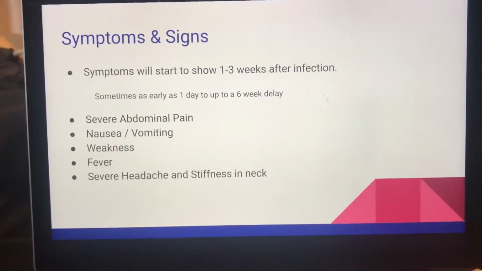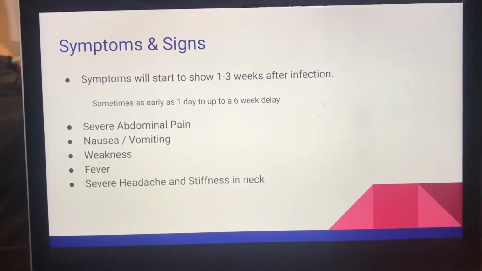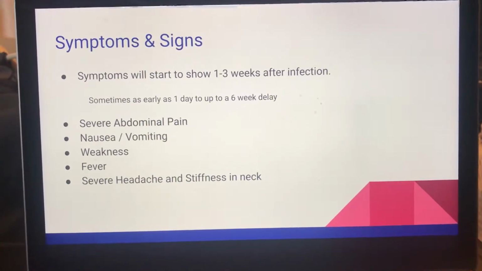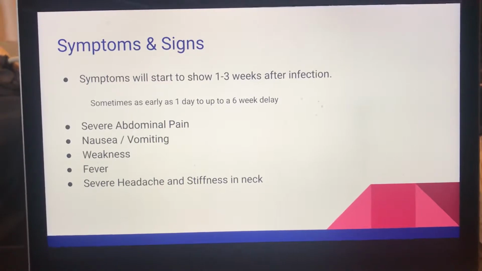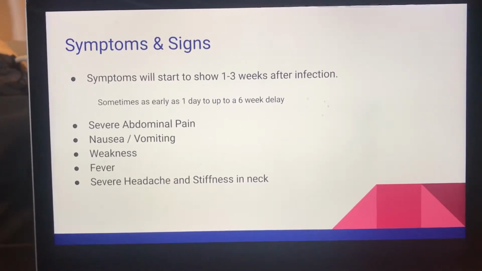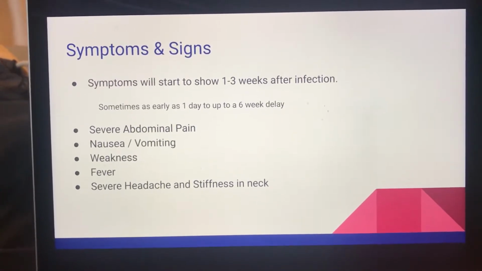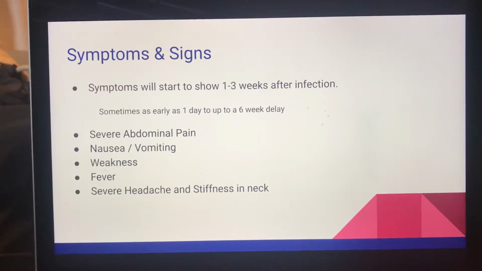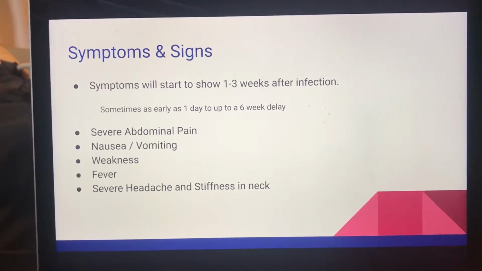So some symptoms and signs for the disease itself. It will show about 1 to 3 weeks post-infection. It can be as early as 1 day to maybe even up to a 6-week delay. It really varies. And then the person will experience severe abdominal pain, nausea and vomiting, weakness, fever, severe headaches, and stiffness in the neck.